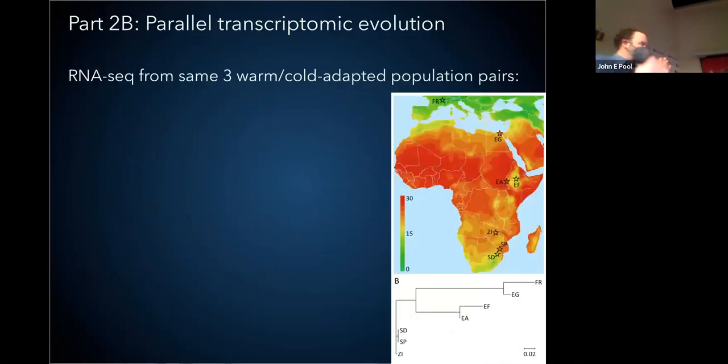All right, so in the next part of this talk, I'm going to shift gears a little bit from all population genetics all the time. And instead, I'm going to talk about some RNA sequencing as well, except I'm going to analyze it again in kind of a population genetic framework. And so here we have RNA-seq data from these same 6 populations.